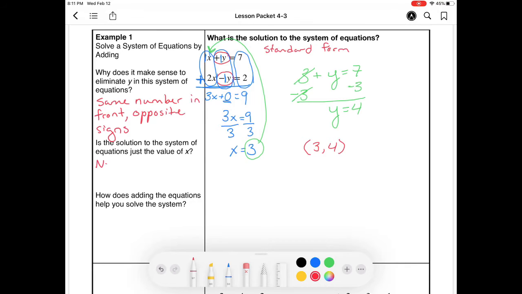Is the solution to the system of equations just the value of x? We know the answer to that is of course not, because we have to get an ordered pair. So we have to find y, like we did in the equation when we plugged that x value back into the original equation.